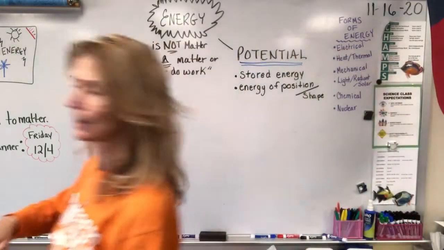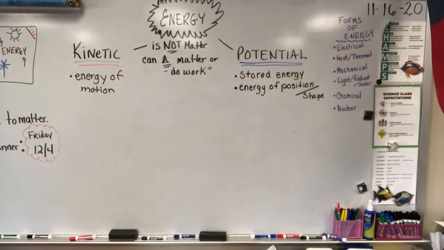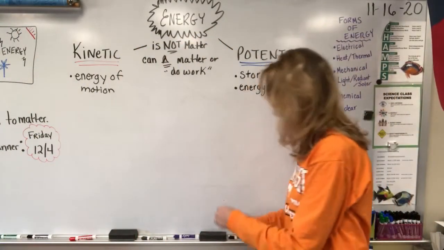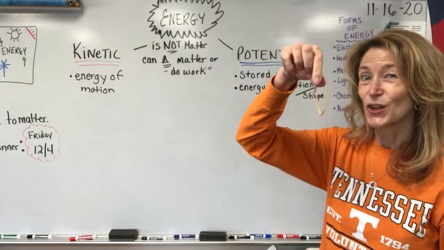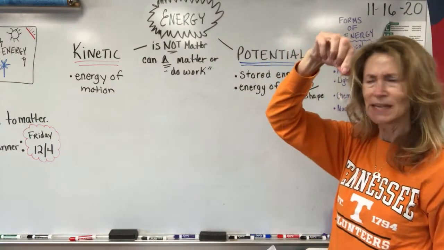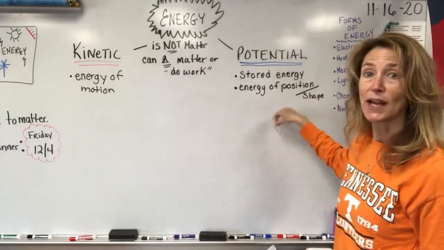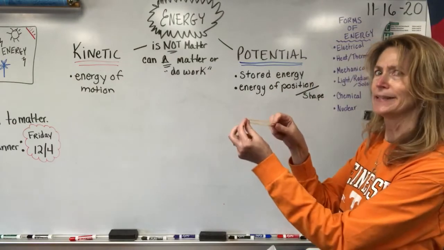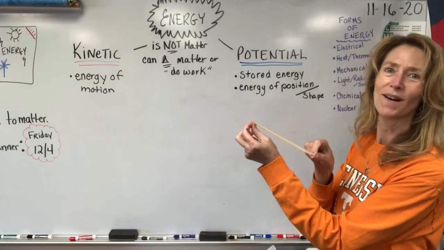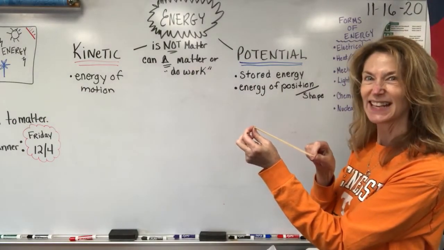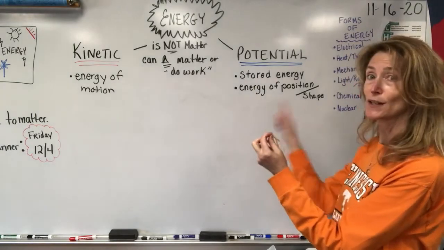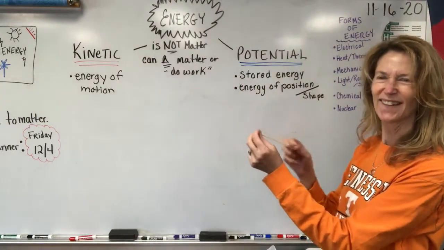So I'll give you an example here with a rubber band. So it's got potential. There's energy stored in this rubber band because of its shape and position. And I can add more and more and more potential to it if I'd like. Of course, I could change this potential into kinetic, and you know how, right?